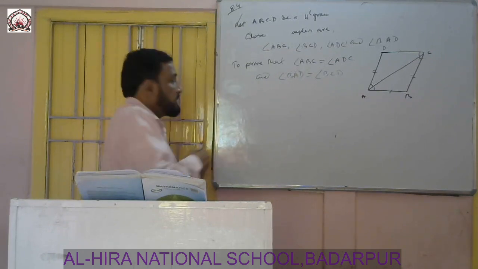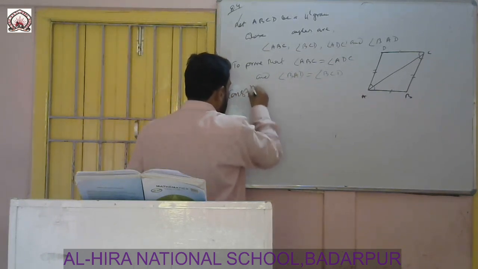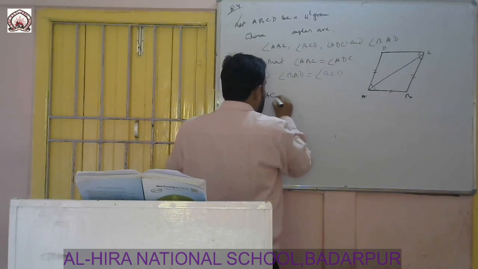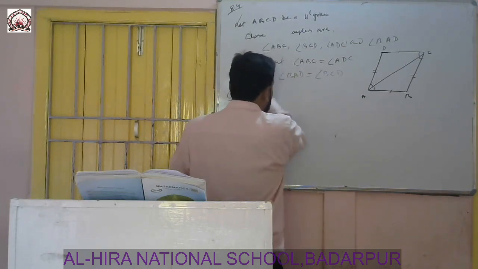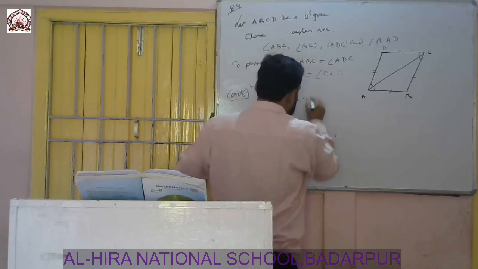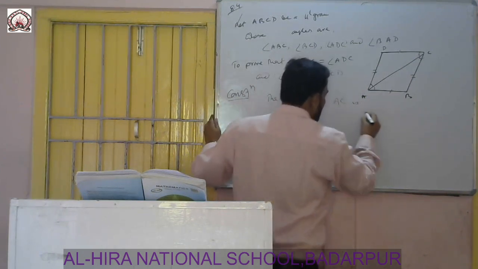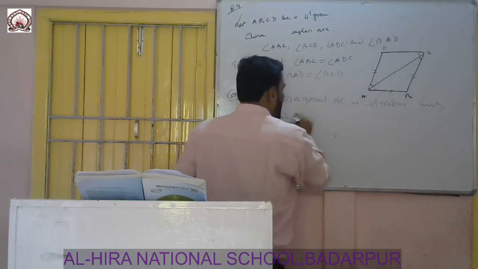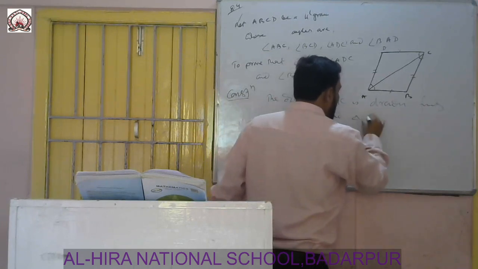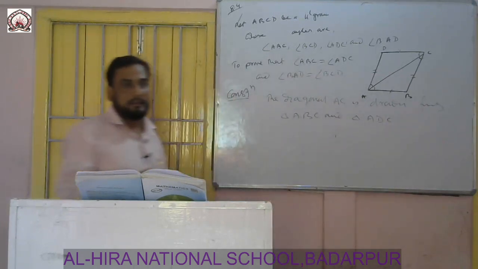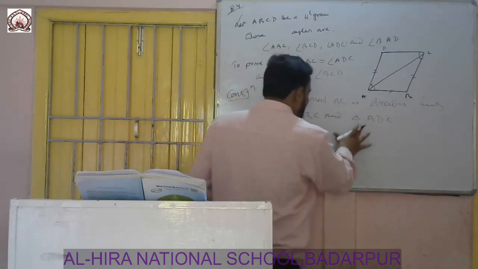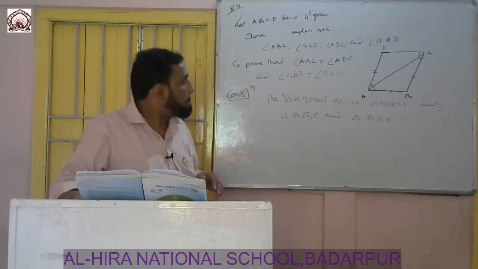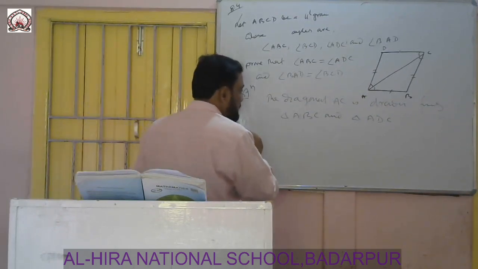Now, one construction is required. The diagonal AC is drawn, forming triangle ABC and triangle ADC. We have to prove that the angles are equal. Proof.